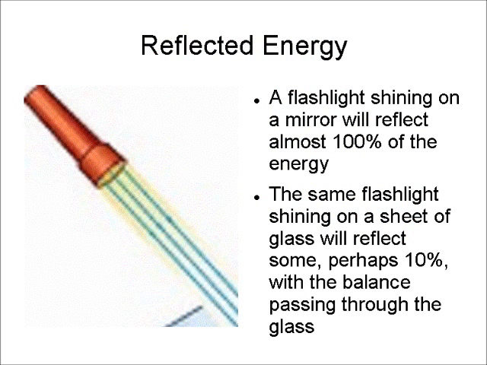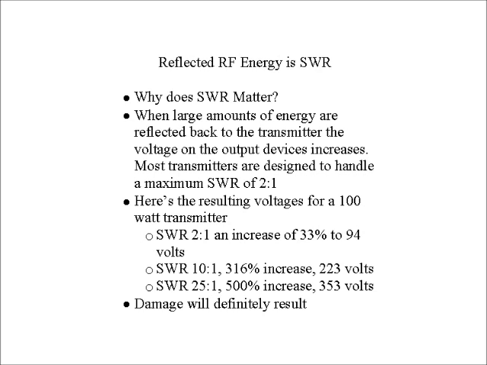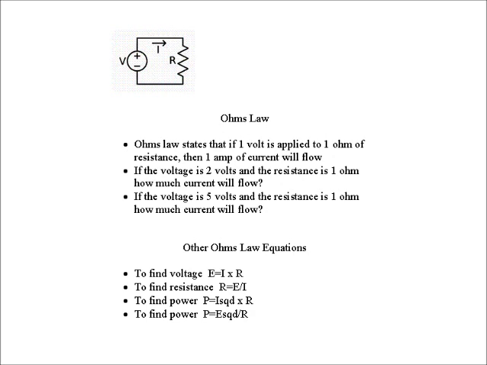Reflected energy. We talked about that, didn't we? How do we express reflected energy? SWR. Right. We talked about SWR. We talked about Ohm's law. Anybody want to tell me how to express Ohm's law? 1 to 1 to 1. 1 volt of potential flowing through 1 ohm of resistance will produce 1 amp of current. Exactly. That's all there is to it.